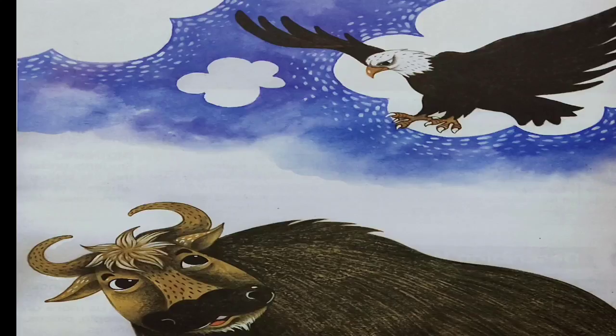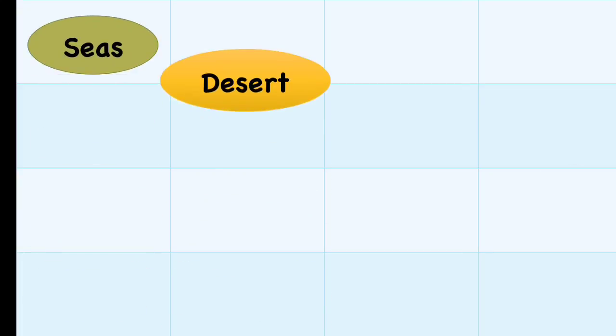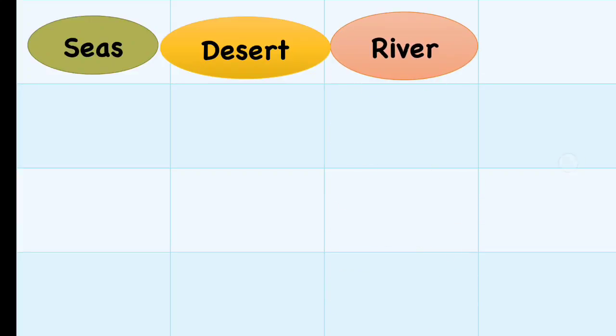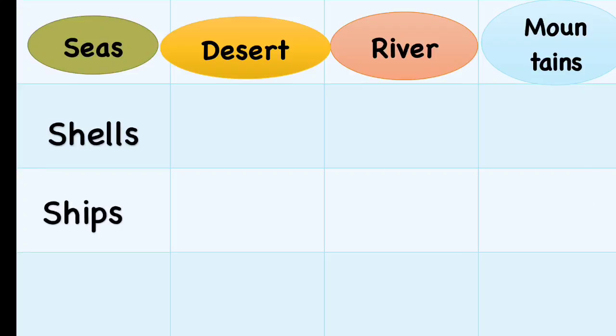So now I want you to look at this table and we will review again the places that Gola went in search of his home. Where does Gola go to search for his home? Now Gola went to the sea. He went to the desert, and to the river, and to the mountains. What did he see when he visited these places? Now, when he visited these places, he saw shells, ships, and waves in the sea.